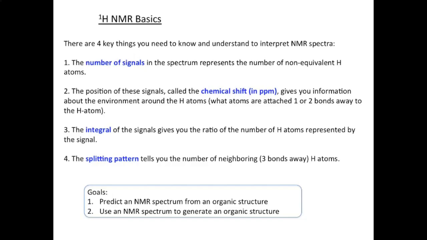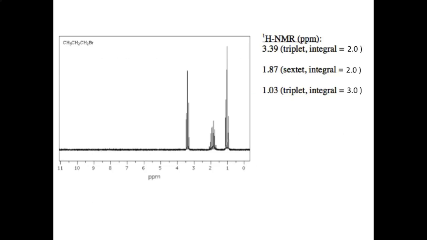So before we get started on these aspects, let's just look at a typical spectrum. I want to point out a few things here. This is a typical spectrum. The first thing you'll see is our x-axis is a ppm scale. This is the chemical shift. The values are usually from 0 to 11.